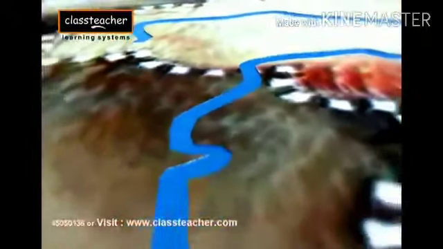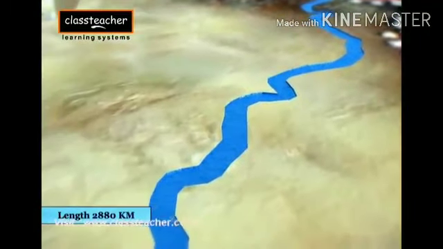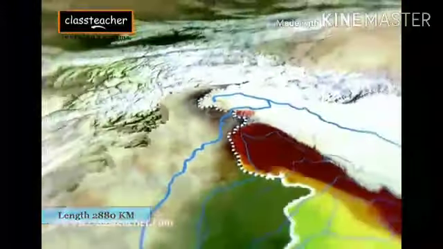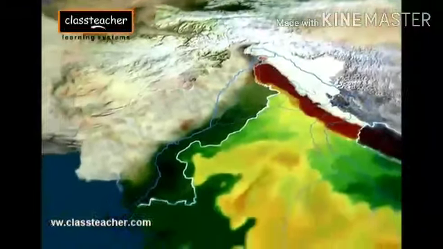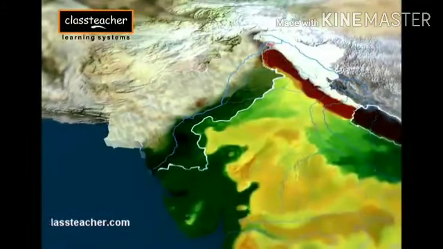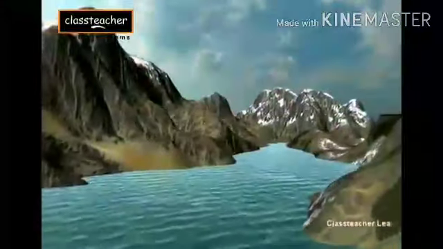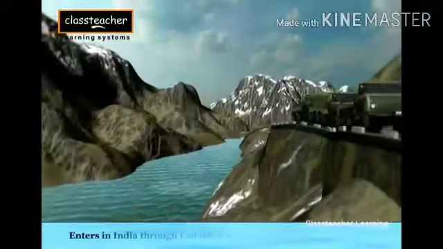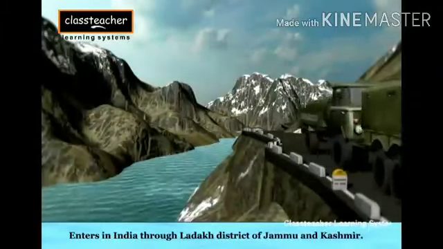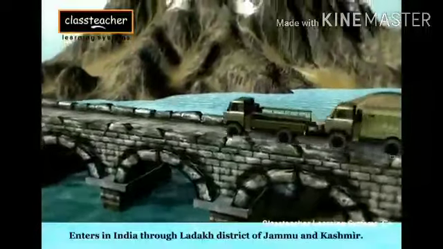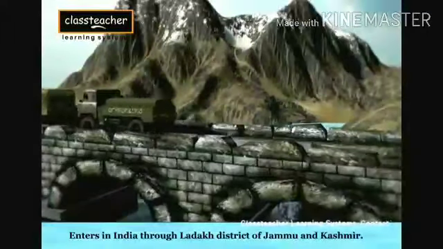The Indus River system. It is one of the largest river basins of the world, covering a length of 2,880 kilometers, of which 1,114 kilometers lies in India. It is also known as Sindhu. It originates from a glacier in Kailasha mountain near Mansarovar Lake in the Tibet Plateau. Flowing west, it enters India in the Ladakh district of Jammu and Kashmir. Then it cuts across the Ladakh range and enters into Pakistan.